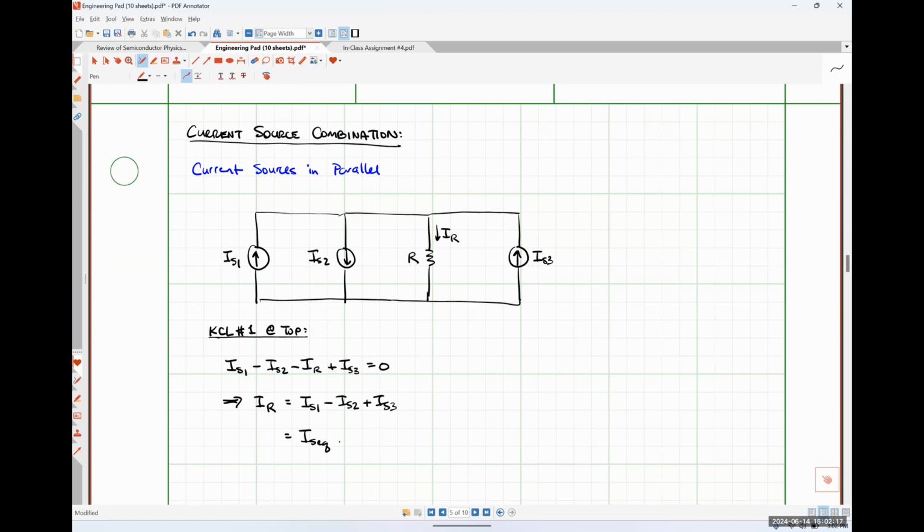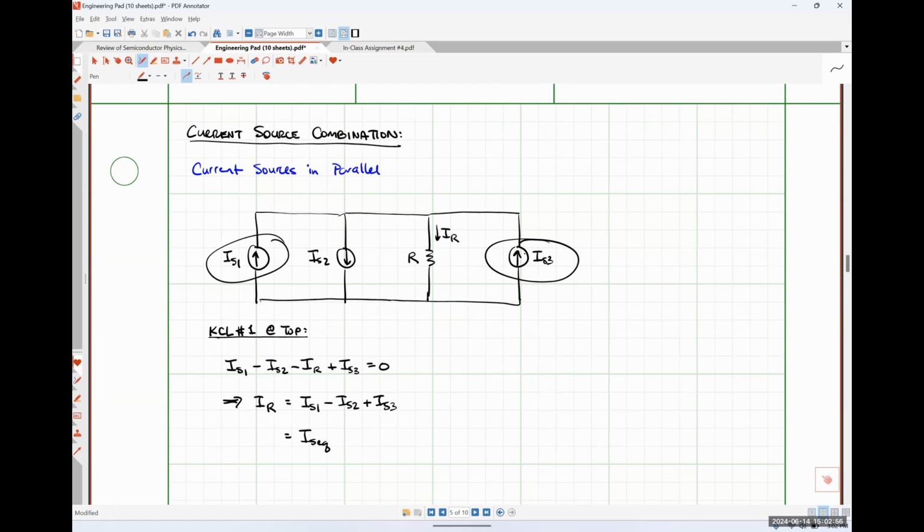So we're seeing something here that's very similar to what we saw with our voltage sources. Whenever our current sources have the same direction, like IS1 and IS3, they add together. And whenever our current source is in the opposite direction, it gets subtracted from the equivalent current source. Okay, so very, very similar to what we saw when we were dealing with voltage sources in series. I apologize for that mistake.